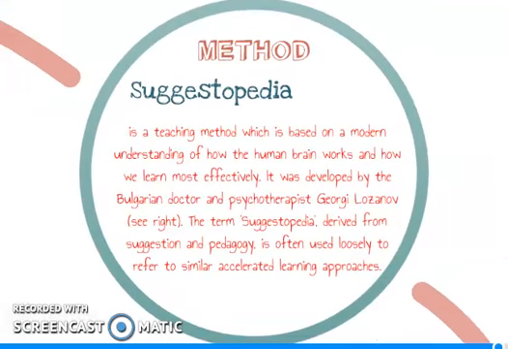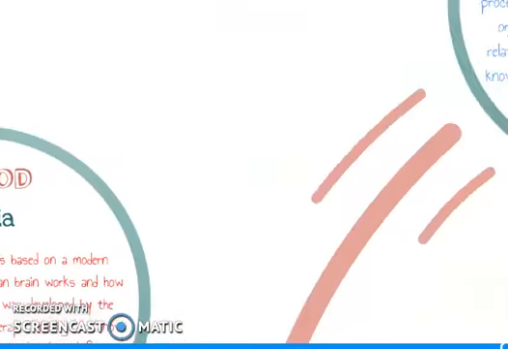And method is Suggestopedia. It is a teaching method which is based on a modern understanding of how the human brain works and how we learn most effectively. It was developed by the Bulgarian doctor and psychotherapist Georgi Lozanov. The term Suggestopedia, derived from suggestion and pedagogy, is often used loosely to refer to similar accelerated learning approaches.